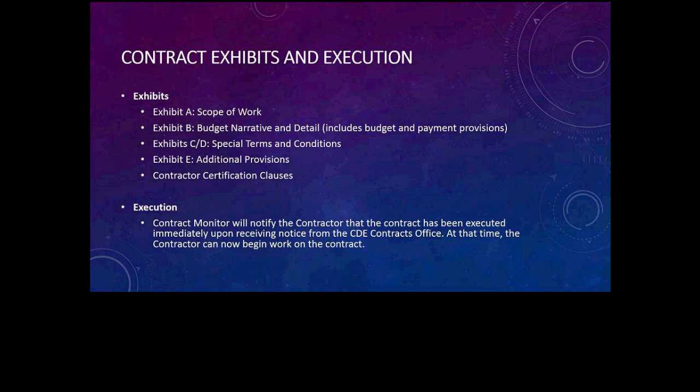There are some exhibits included in the contracts, multiple exhibits. Exhibit A is the scope of work, which describes the tasks and deliverables. Exhibit B is the budget narrative and detail, which describes the expenditures and justifies the costs of the contract. Exhibits C, D, and E are special terms and conditions, additional provisions, and contractor certification clauses. These exhibits are part of our department provisions.